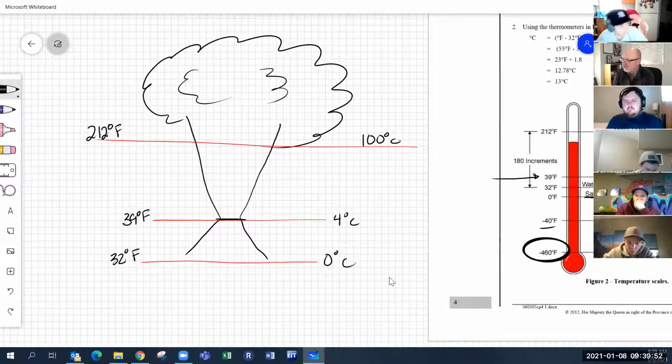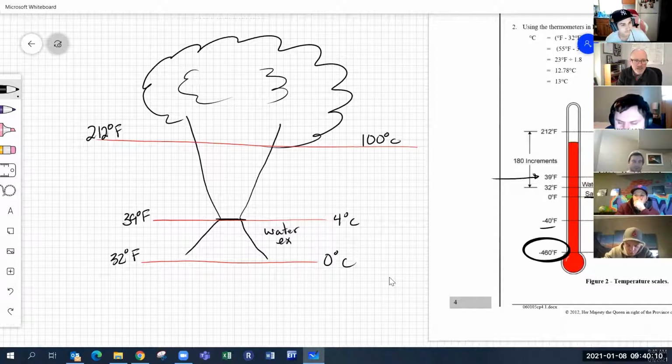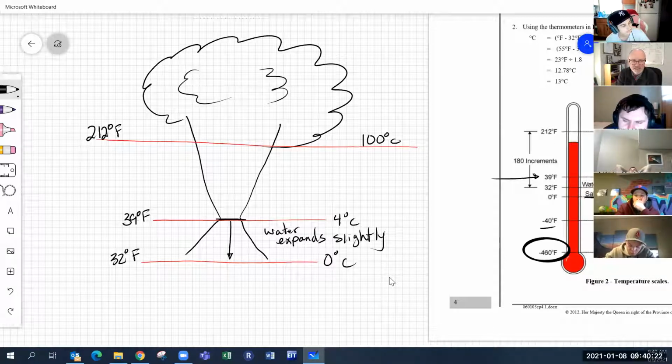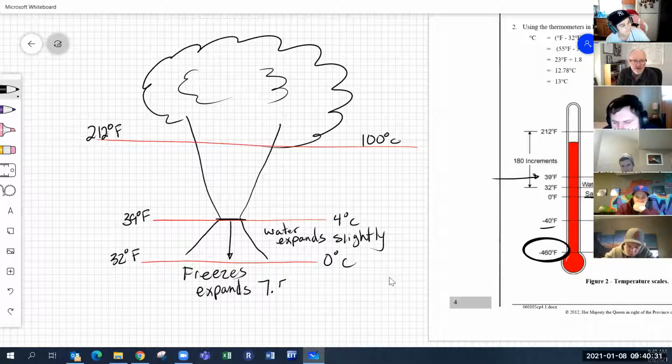Now, if you dive down into a lake, the deeper you go, the colder it gets. That's where the cold water hangs out, down near the bottom of that lake. That's where the coldest water is. So I want to tell you that water expands slightly from 4 degrees C to 0 degrees C. It expands slightly. And then when it freezes, it expands 7.5% of its volume.